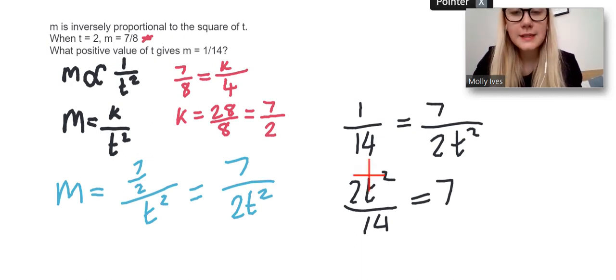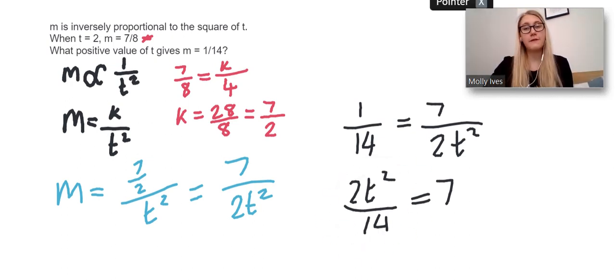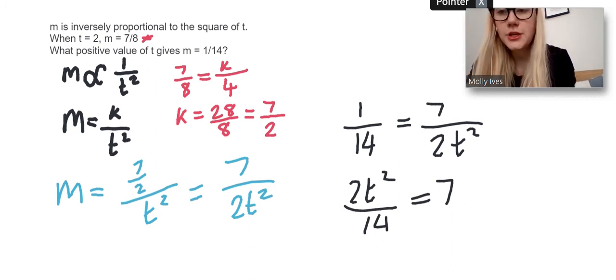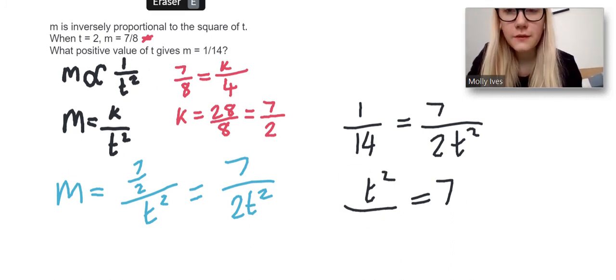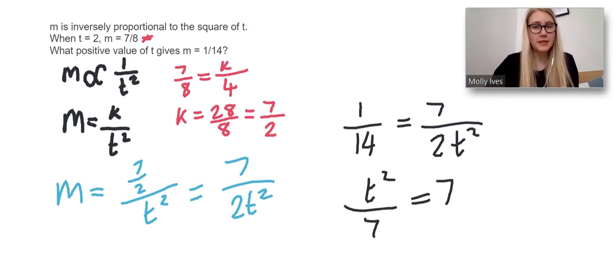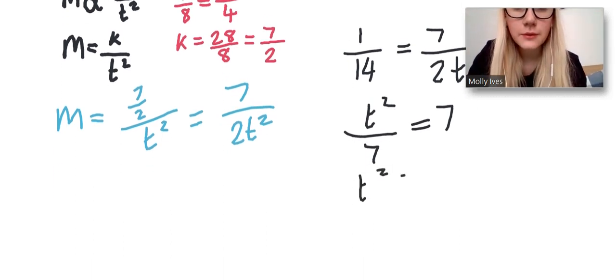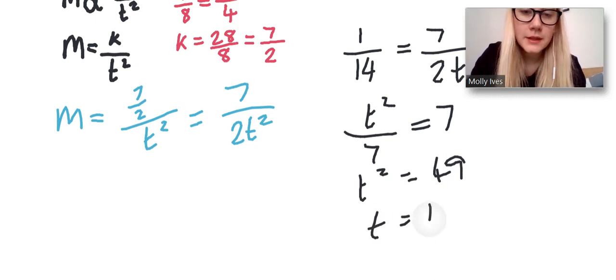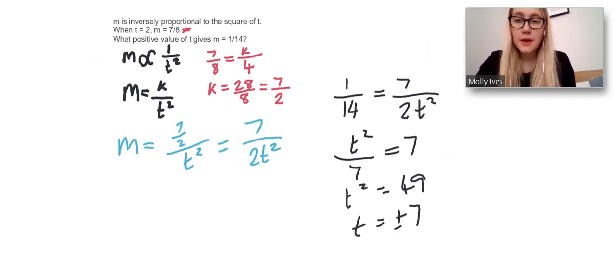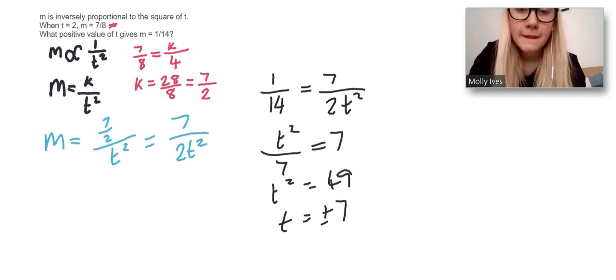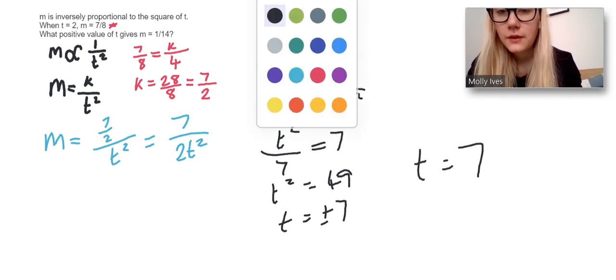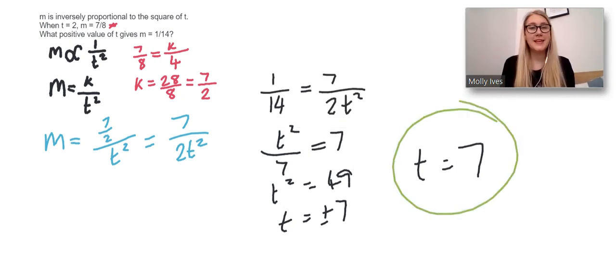And then we can spot that we can simplify this fraction here by dividing the top and the bottom by 2. So this becomes t squared over 7. Hopefully you can see how I did that. 2 divided by 2 and the 14 divided by 2. Then I'll multiply up by 7, so t squared equals 49. And then square root, so t equals plus or minus 7. And we've been asked for the positive value of t, so our positive value of t here is a positive 7. So here's our solution, t equals 7.